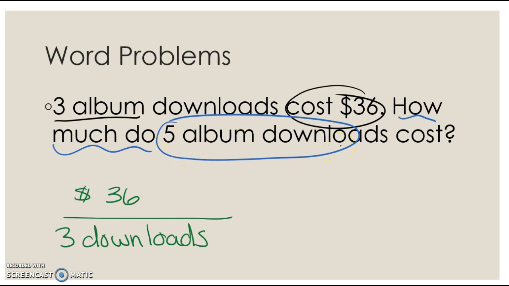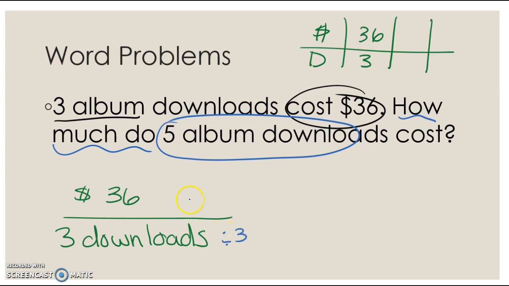So here, we don't really have a clear way to get from 3 downloads to 5 downloads. If we thought about it as a ratio table, money and then downloads, 36 for 3, there's no clear way to get from 3 to 5. So we're going to have a middle step. We're going to pretty much simplify here. We're going to find the unit rate. So we're going to find per 1 download, and that'll help us find out how much 5 downloads cost.